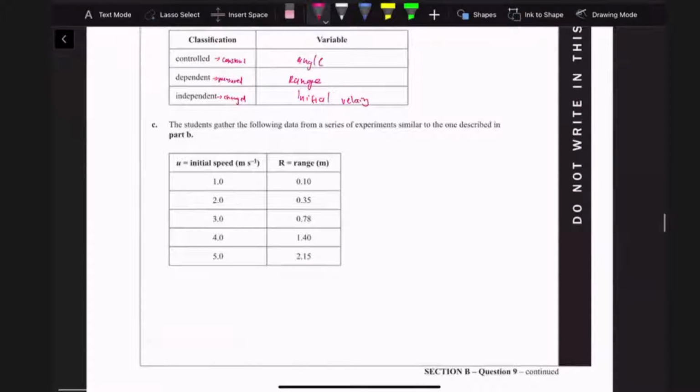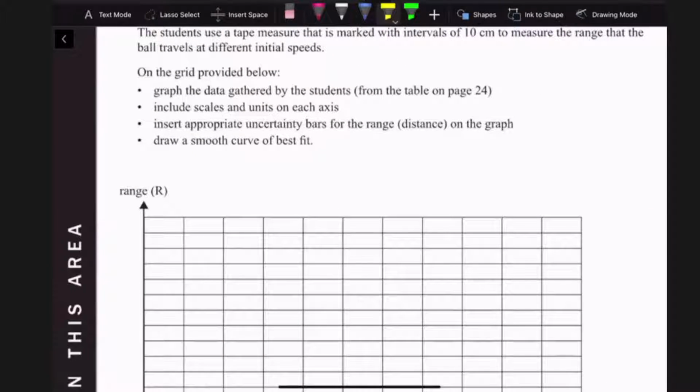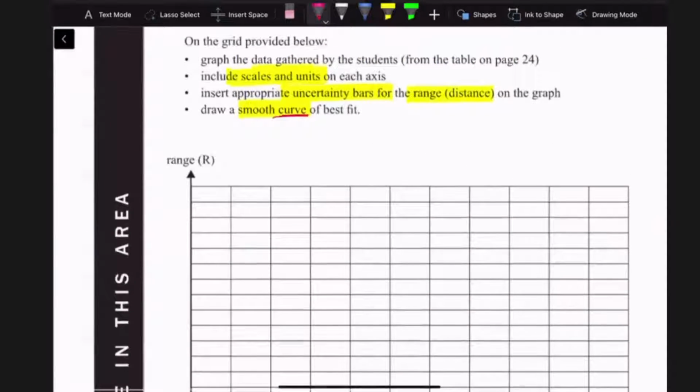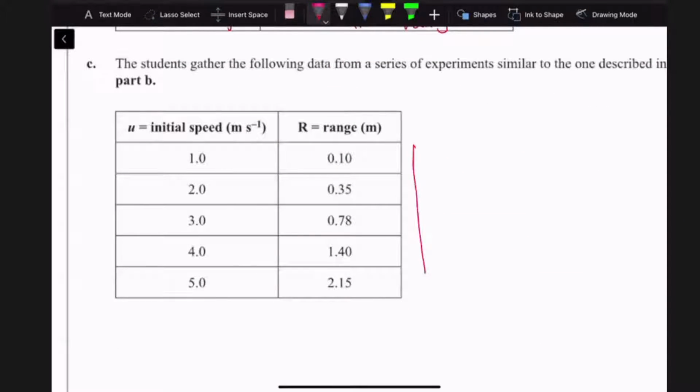So now they have given us some data, and we're going to have to graph it, but be careful to read everything because they want quite a couple of things. They want the scale and the units, and they want uncertainty bars only for the range, so only in the vertical direction. And they want a smooth curve. The curve is important because usually we're used to drawing straight lines of best fit, but this time they want a curve. First you have to determine your scale. If you look at the values they've given us for the range, it goes up to 2.15. So you probably want from 0 to 2.5 or something like that.